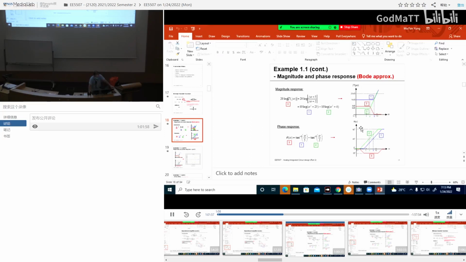And here it is similarly for the phase. The zero means the phase will increase. At the zero point, it will be a 45 degrees phase gain, and finally a 90 degree phase gain at high frequencies. For the pole, it will be opposite. Exactly at the pole, you have minus 45 degrees phase lag, and very far away, it will be minus 90 degrees.